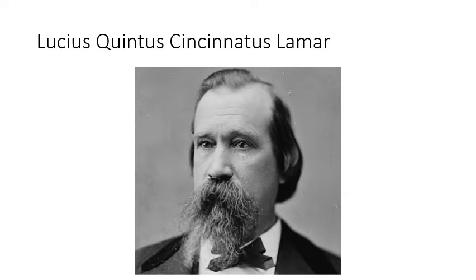This guy, Lucius Quintus Cincinnatus Lamar, was nominated by Grover Cleveland, who was the president and who was a Democrat, in 1887. But his nomination was unpopular because he had been a colonel in the Confederate Army during the Civil War. He did pass. He did get his nomination approved in the Senate, but it was a close vote. It was only 32 to 28, one of the closest votes in history for a judicial nominee.